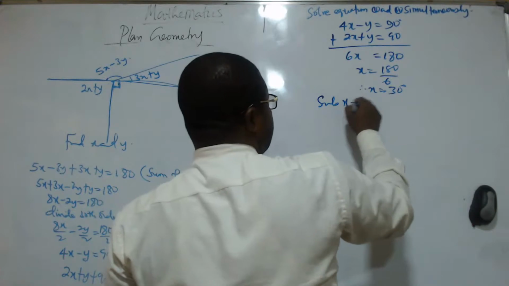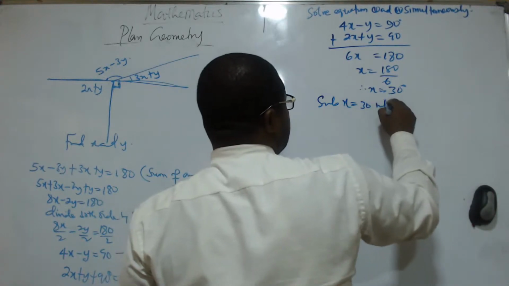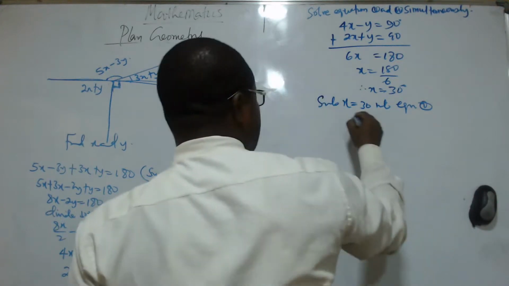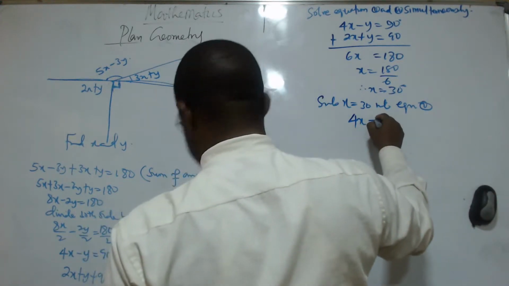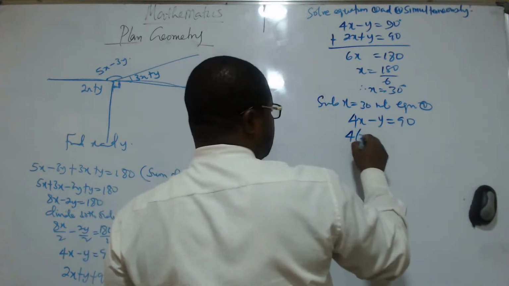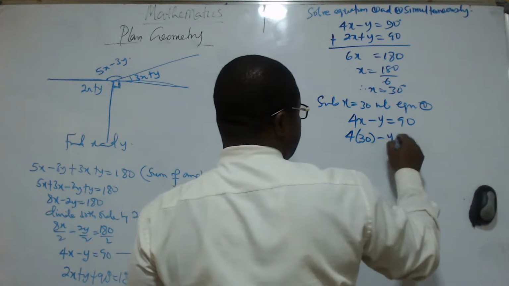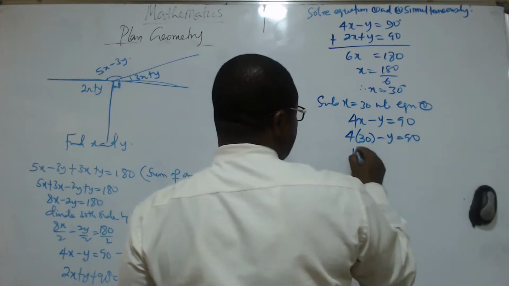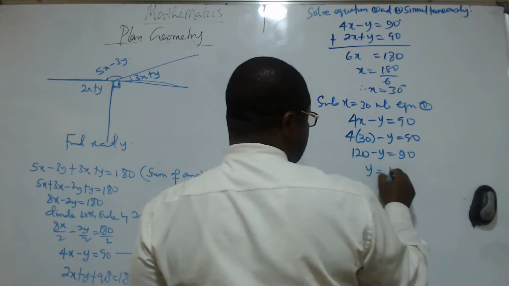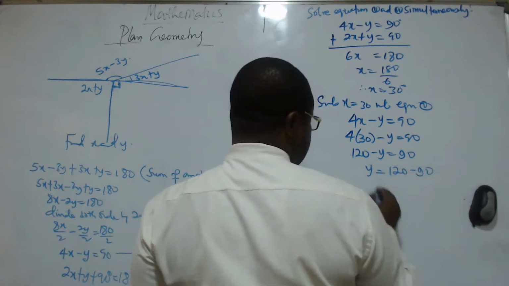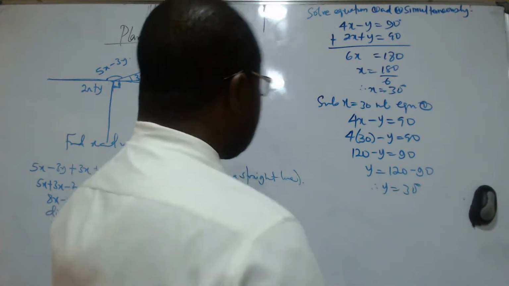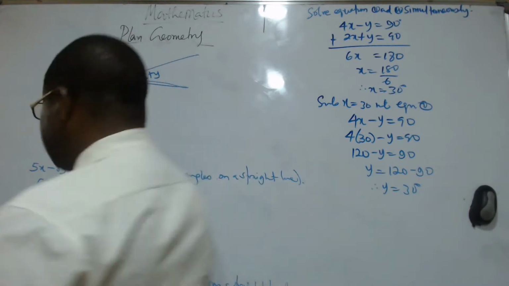Then after that, substitute x equals 30 into equation 1. Equation 1 is 4x minus y equals 90. So you're going to have 4 bracket 30 minus y equals 90. So you have 120 minus y equals 90. So y becomes 120 minus 90. Therefore, our y is 30 degrees.